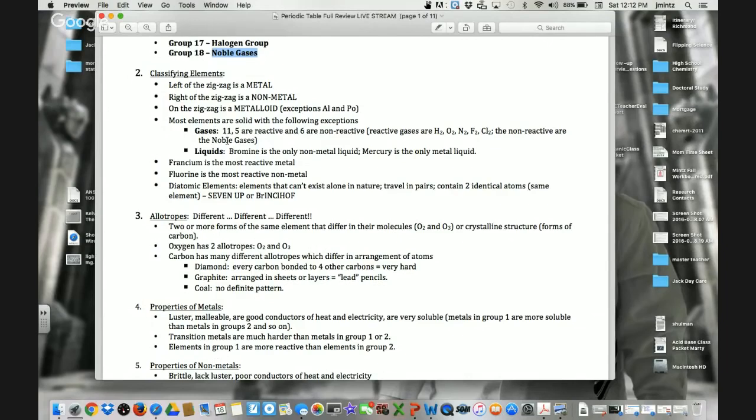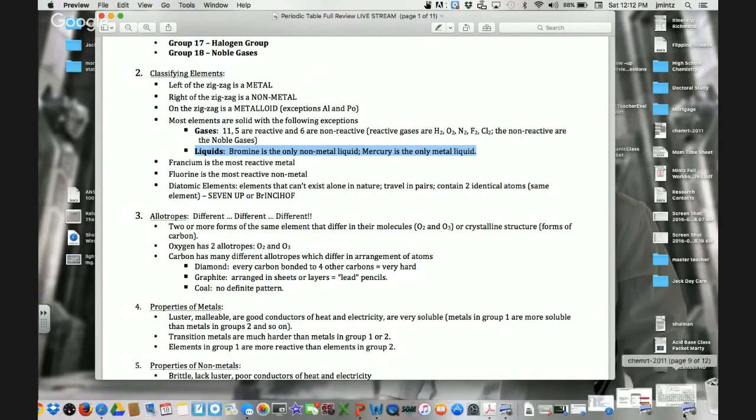Liquids you should know: bromine is the only liquid nonmetal, and mercury is the only liquid metal. If you forget these, this is not something you need to memorize. You can use your reference table to help you, by using Table S.